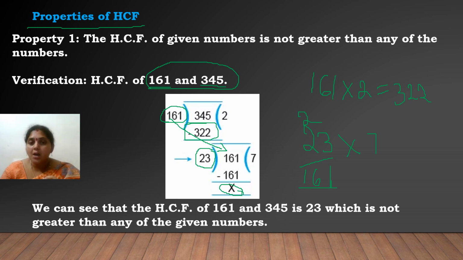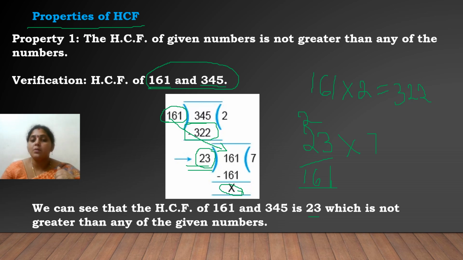So what will be your prime number here? Your prime number will be 23. If you observe, it is not greater than the taken numbers, right? We can see that the HCF of 161 and 345 is 23, which is not greater than any of the given numbers. So in this, you have taken the two numbers, you have divided the number, you got a remainder.